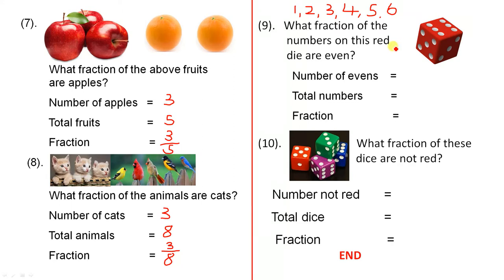So what fraction of the numbers are even? Well, how many even numbers do we have? 1, 2, 3. Because you remember from the very early video, the even numbers are 2, 4, 6, so there are 3 of them. The total numbers on a dice are 6. So what fraction of the dice contains even numbers? 3 out of 6.